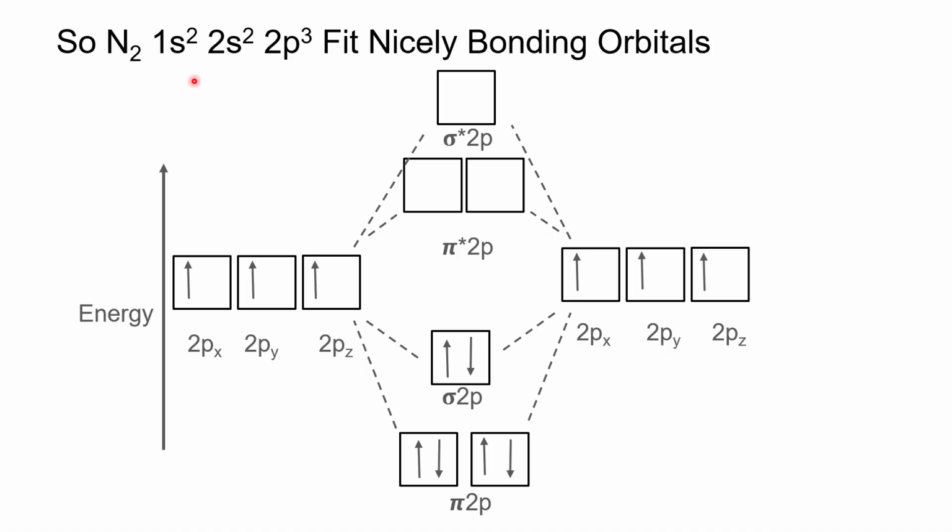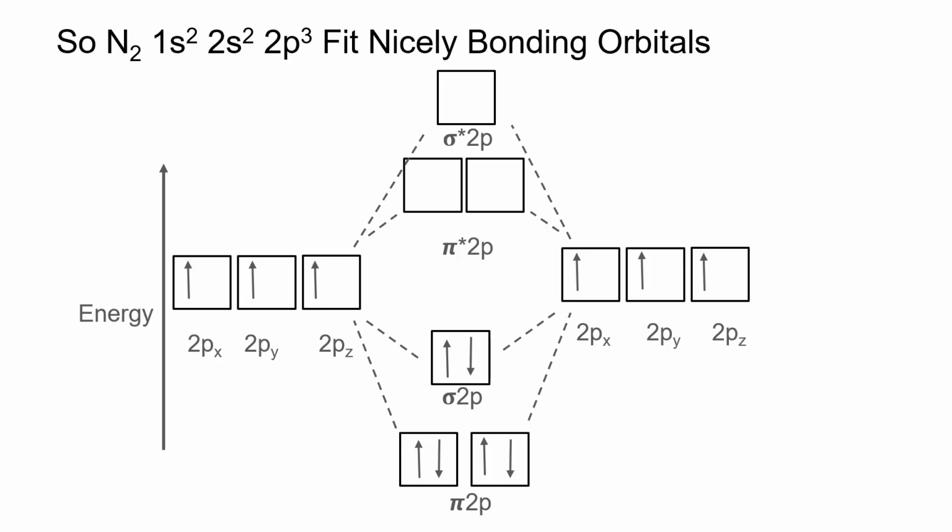So nitrogen, when it comes together with another nitrogen, is 1s2, 2s2, 2p3, right? 3 electrons in the p's, 3 electrons in the p's. They all want to go to the lowest energy first. So they're going to occupy all the pi 2p and then the sigma 2p bonding orbitals. None would go in anti-bonding orbitals. And so N2 is a nice thing that would do this.